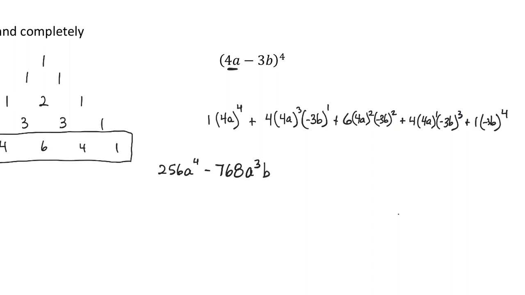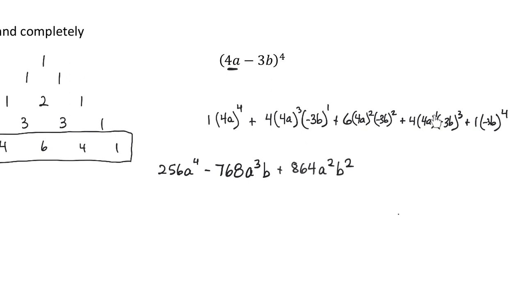All right, the next term, we have 4a raised to the second power. So that's 4a times 4a, which is 16a squared. So this becomes a 16. Here we have negative 3b to the second power. Well, negative 3b times negative 3b is 9b squared, so we have 9 times 16 times 6, which is positive 864. And then a is squared and b is squared.